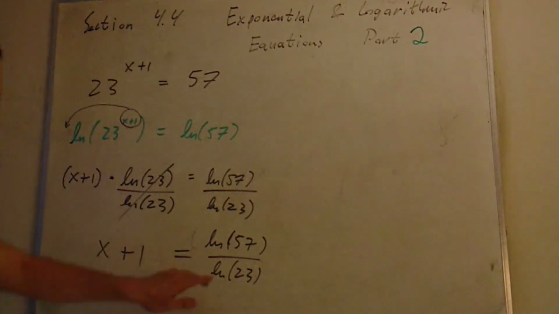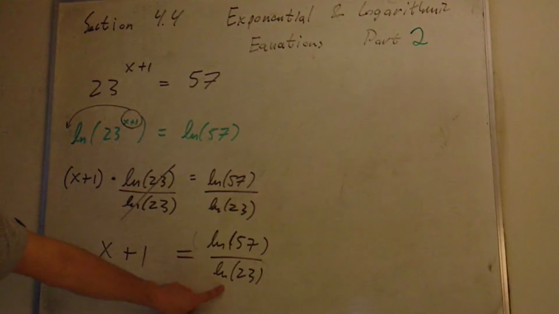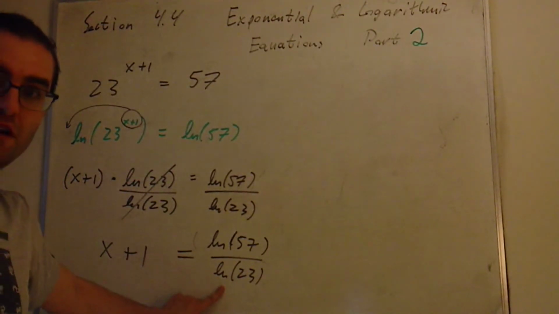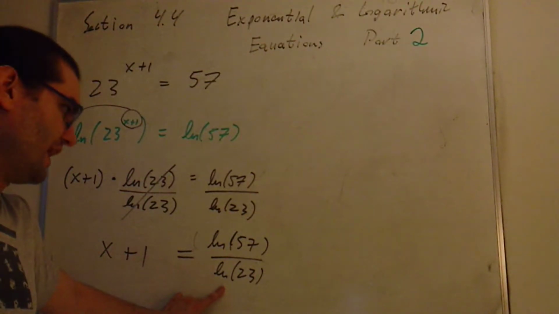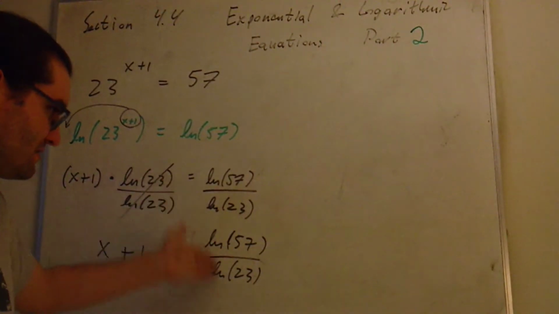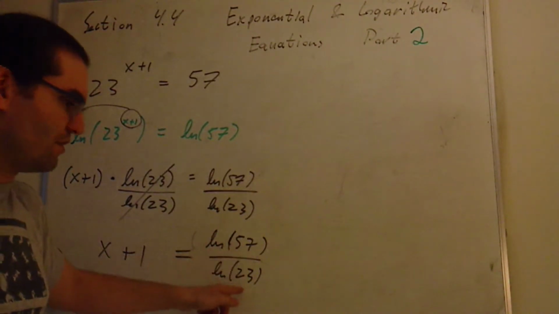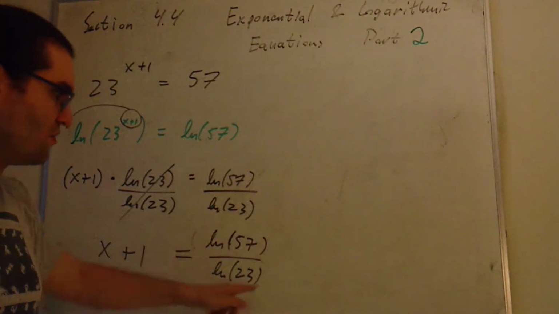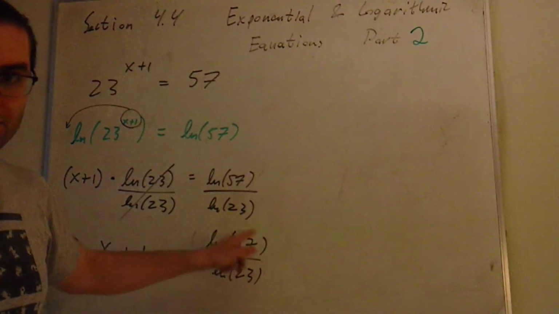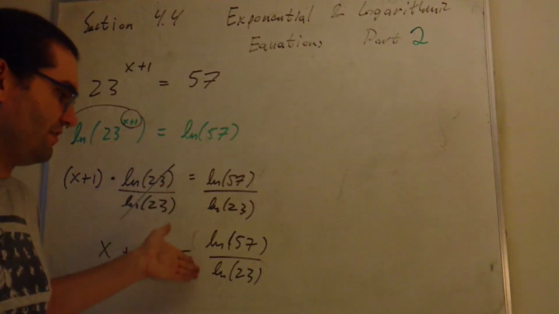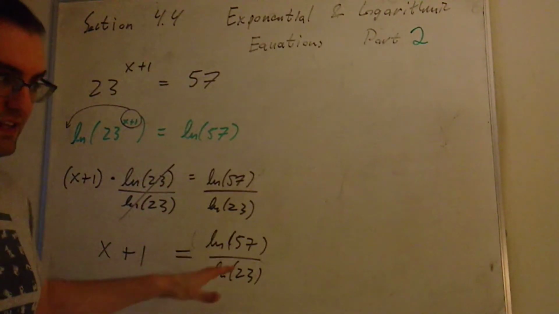When you see stuff like this on tests or homeworks or quizzes, it's going to be very tempting to try and simplify this. Don't. Natural log doesn't cancel here. You can't combine this into the natural log of 57 over 23. There's no simplification for this thing. Just leave it alone. It's just ln 57 over ln 23, and that's it. That's all you can do.